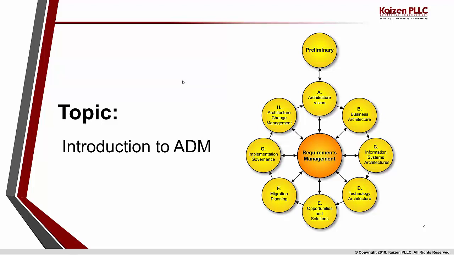As you can see here on the screen, the phases primarily include preliminary, architecture vision, and BDAT, business, data, application and technology architecture, which are the primary architecture domains of an enterprise. Then phases E, F, G and H: opportunities and solutions, migration planning, implementation governance, and architecture change management. And finally requirements management, which is a key integral component of the method itself. As you can see, it sits right in the center of the ADM.